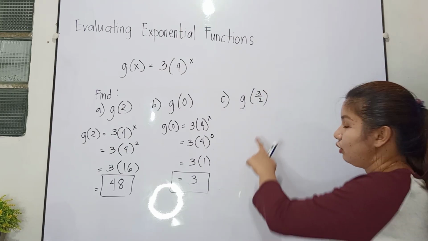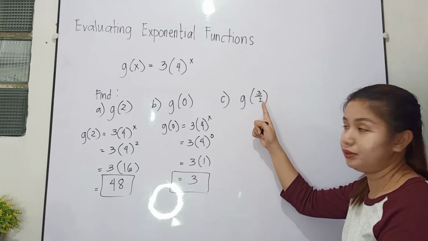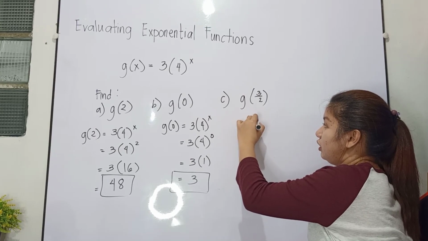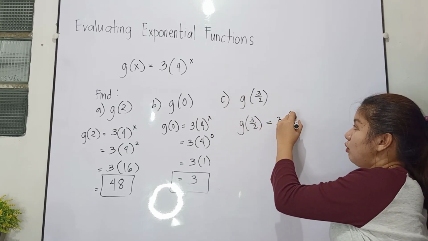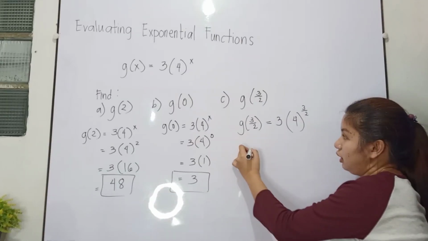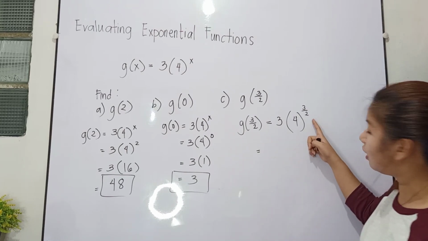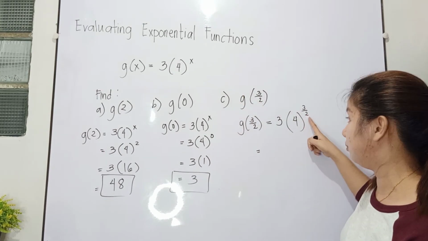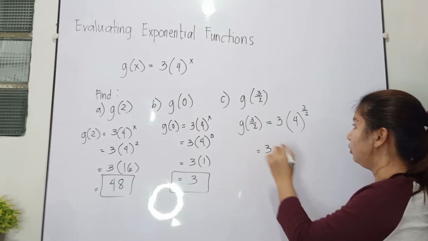Okay, next. This letter C. This one is a bit of a fraction. So, g of 3 halves. So, g of 3 over 2 equals 3 times 4 raised to 3 over 2. Okay. Equals, we just substitute. Okay, I already substituted. This is the x, so it's replaced by 3 halves. So, again, this first, before multiplying by 3. So, I'll just copy 3 here.